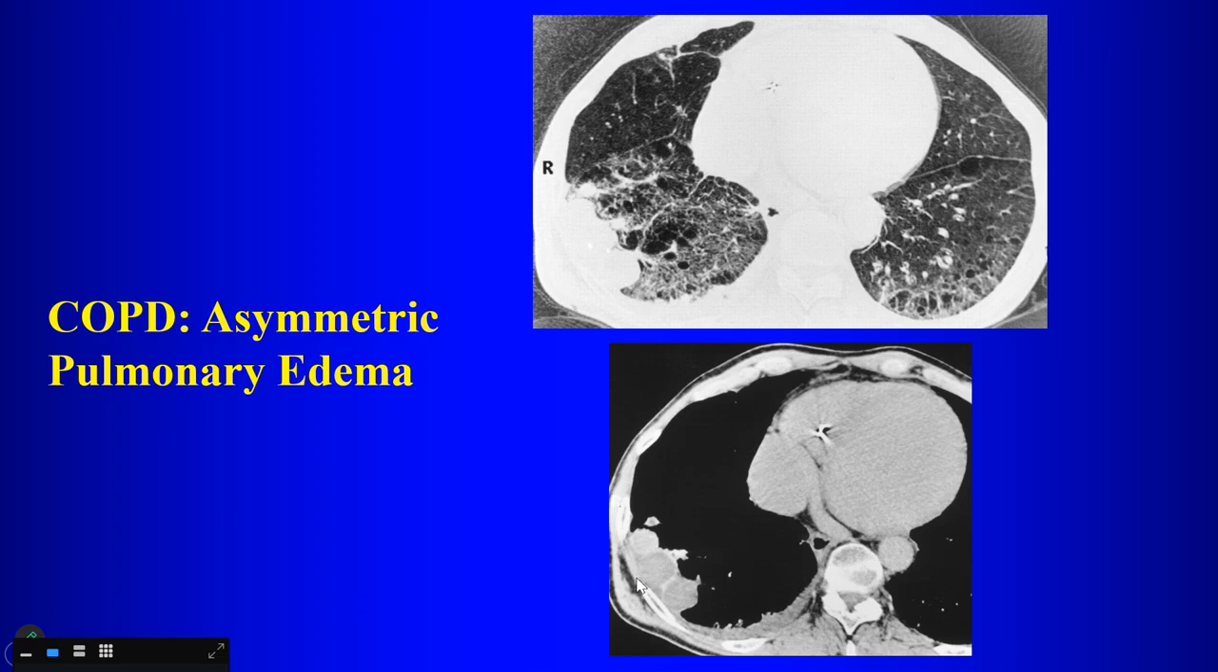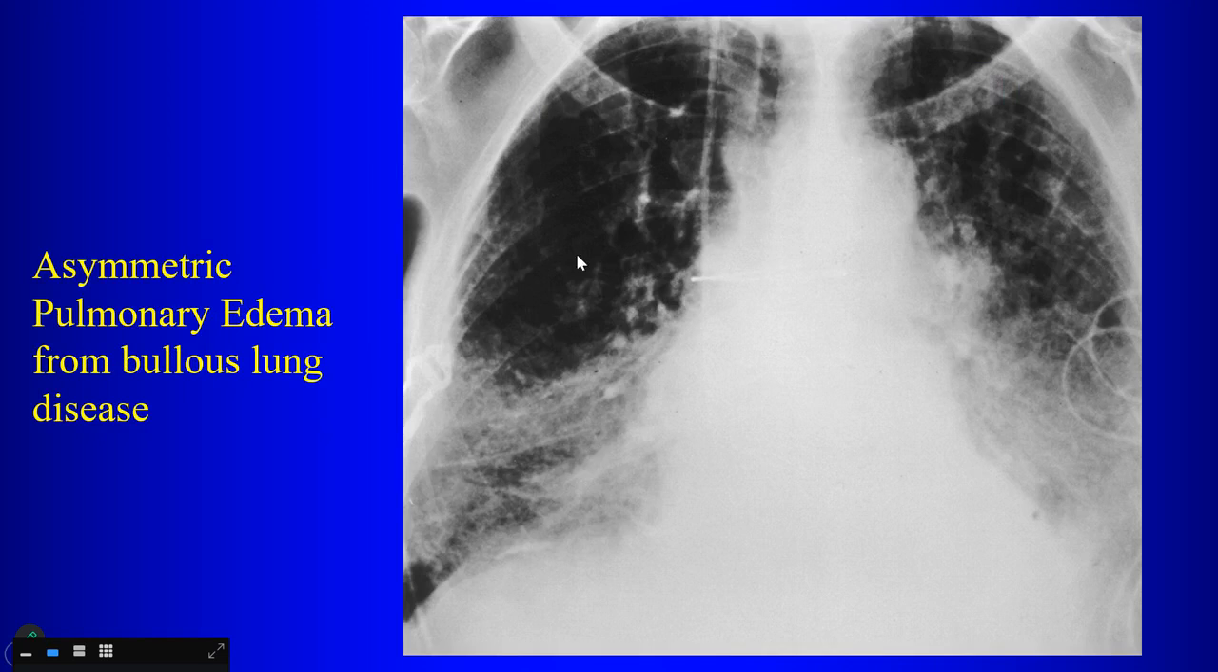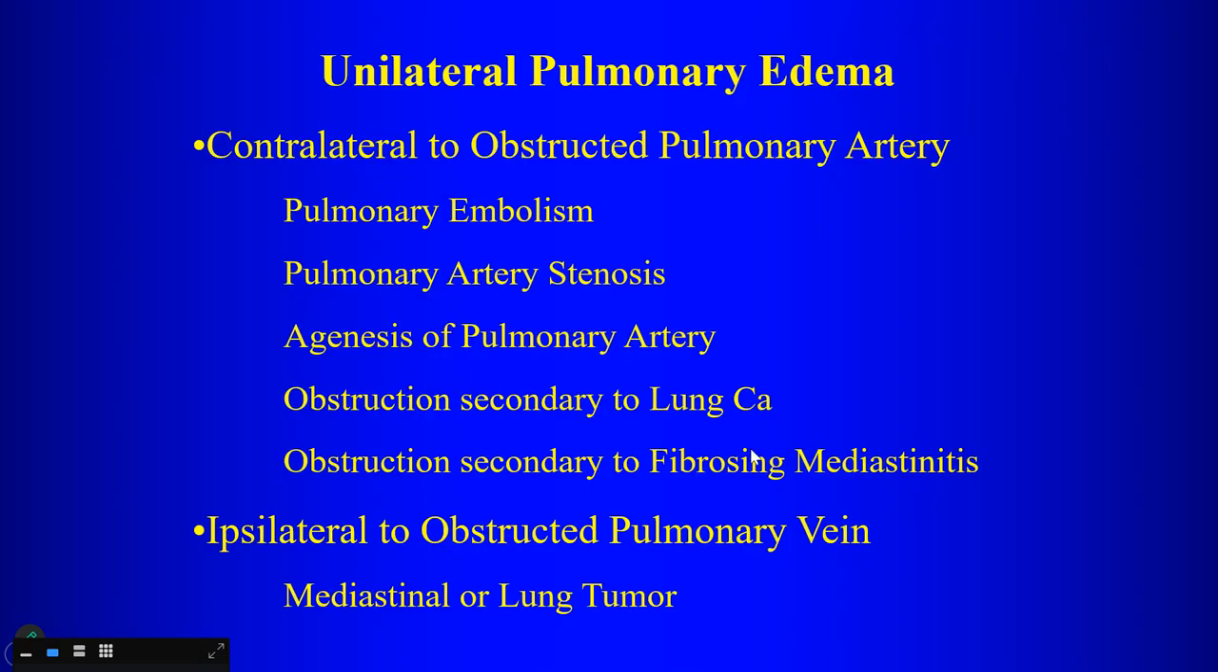So this patient has a tumor, but this patient also has emphysema. When there's emphysema, you can also get an asymmetric distribution of pulmonary edema. Where you have the bullae, where you have the emphysema, you're not going to see the consolidation. So that can also give you an asymmetric distribution of pulmonary edema. Here's another example. It's these bullous changes here in the upper lungs. Pulmonary edema goes to the areas where there is more lung parenchyma. So that can give you an asymmetric distribution of pulmonary edema.